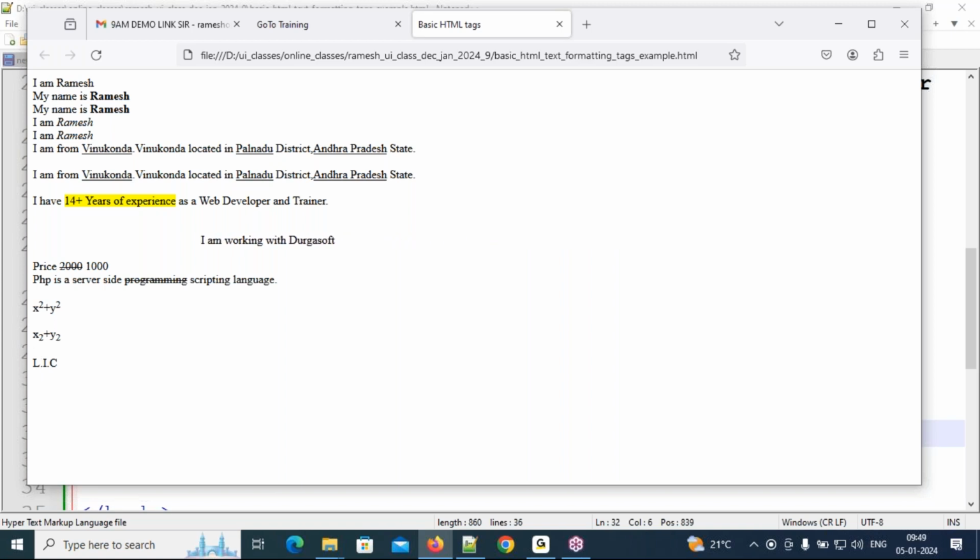Or else, whenever they see LIC, they understand this is an abbreviation. Somebody may want to know the full form of that abbreviation, those letters. In that case also, I want to educate the user. I want to display the full form of the text. So how can I do it?